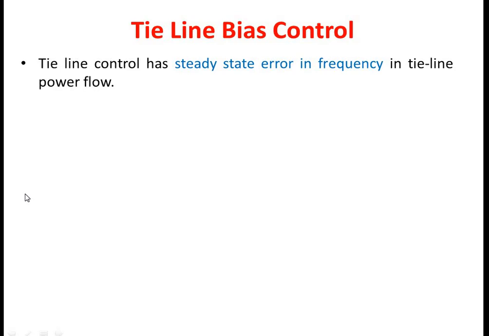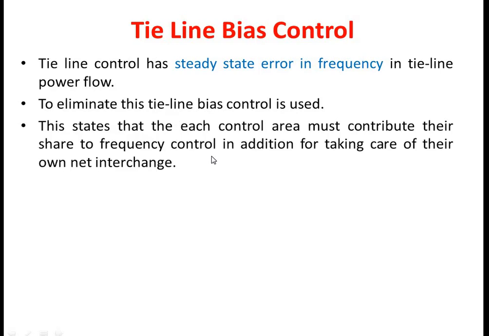The tie line power flow. So in order to eliminate such a steady state error in frequency, we are using a tie line bias control. It states that every area has to take part in frequency control action in addition to the power interchange between the control areas. So now we are going to find the area control error for both control areas.